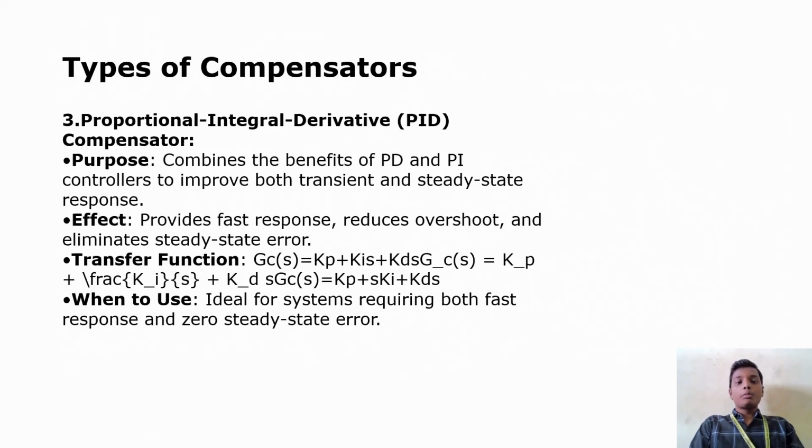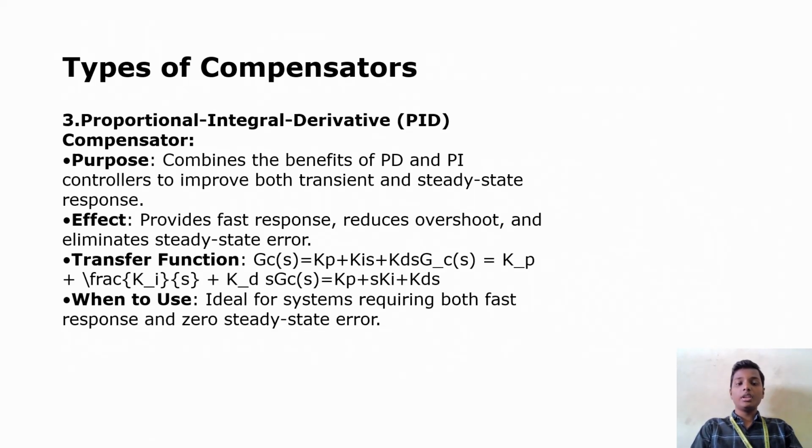Third one, proportional integral derivative, the PID compensator. Purpose: combines the benefits of PD and PI controllers to improve both transient and steady state response. Effect: provides faster response, reduces overshoot and eliminates steady state error.